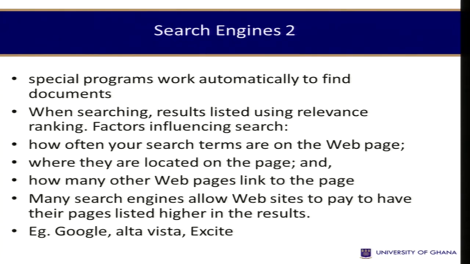So the search engines are described as special programs that work automatically to find the documents. And when searching, the results are listed using a relevance ranking. So the most important ones come up first, which is more closely related to your terms that you put in, till the very limited information follows. So you have a ranking of very high and then to very low. So the ranking is based on a few factors: how often your search terms appear on the web page, and where they are located.